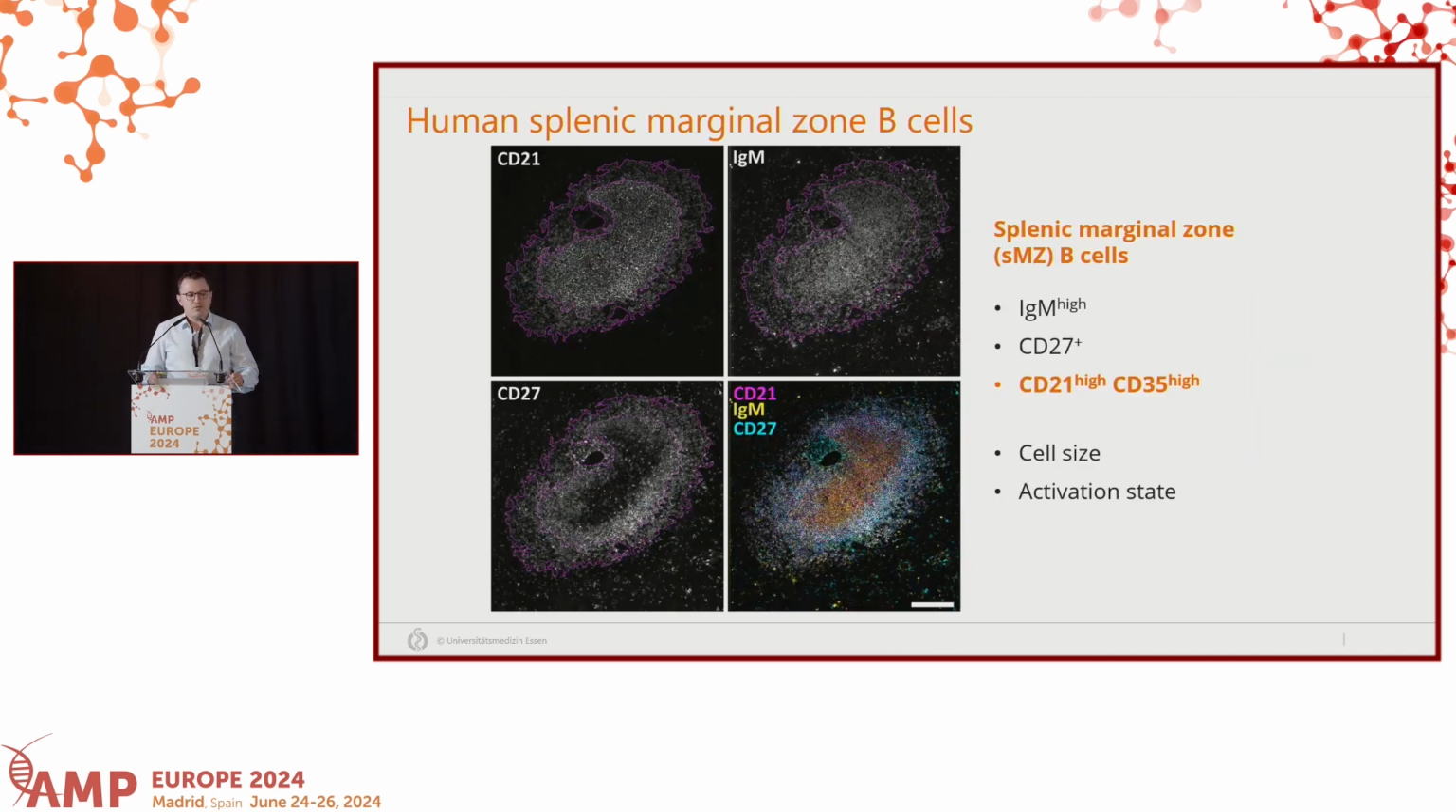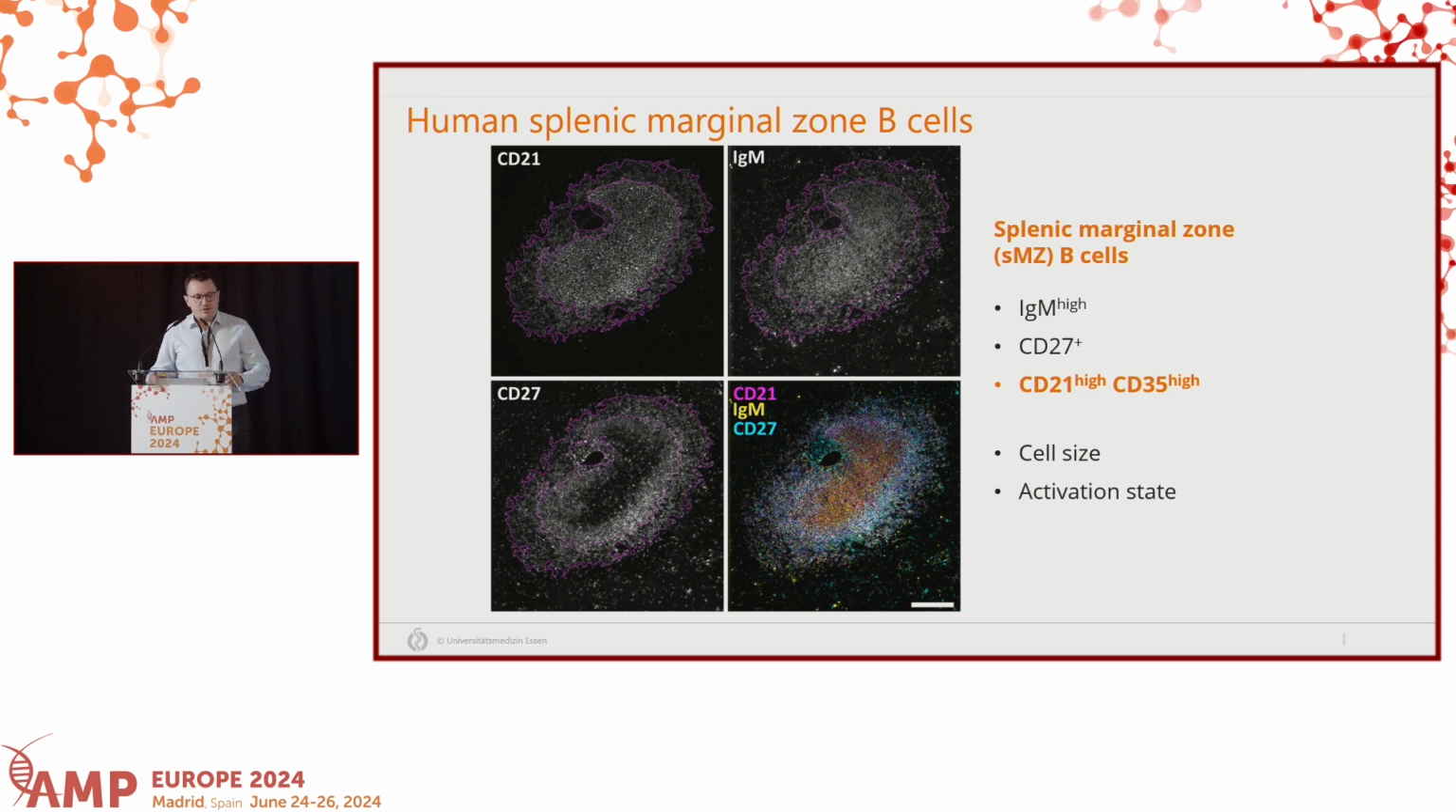Here you can see immunofluorescence staining of the human splenic marginal zone. In the first graph in the upper left corner, there's the staining of CD21. And there, the pink outline highlights the different areas. The high expression in the center marks the follicular dendritic cells in the B-cell follicle, which are important during germinal center reactions. And the more faint staining at the periphery of the B-cell follicle, this is the marginal zone.